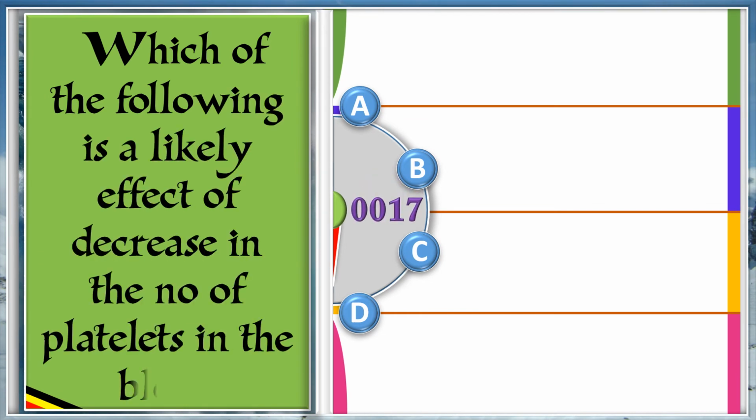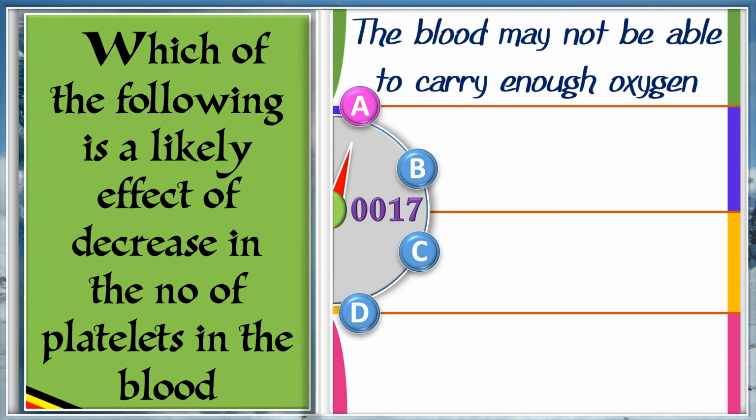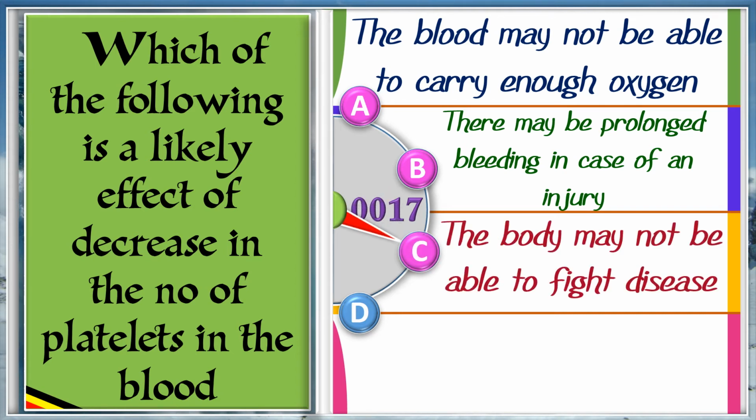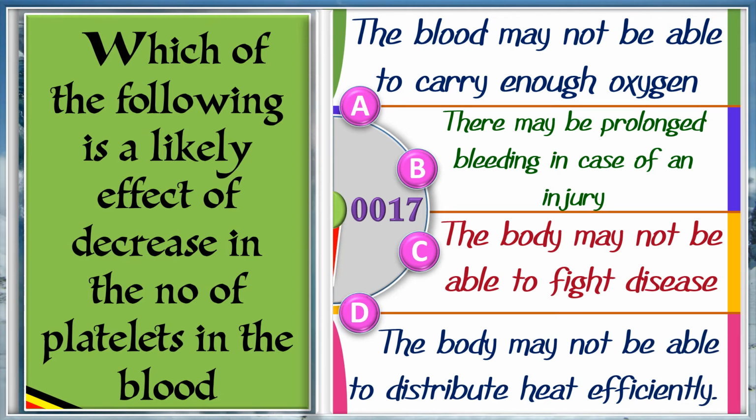Which of the following is a likely effect of a decrease in the number of platelets in the blood? A. The blood may not be able to carry enough oxygen. B. There may be prolonged bleeding in case of an injury. C. The body may not be able to fight disease. D. The body may not be able to distribute heat efficiently. And the answer is B. There may be prolonged bleeding in case of an injury.